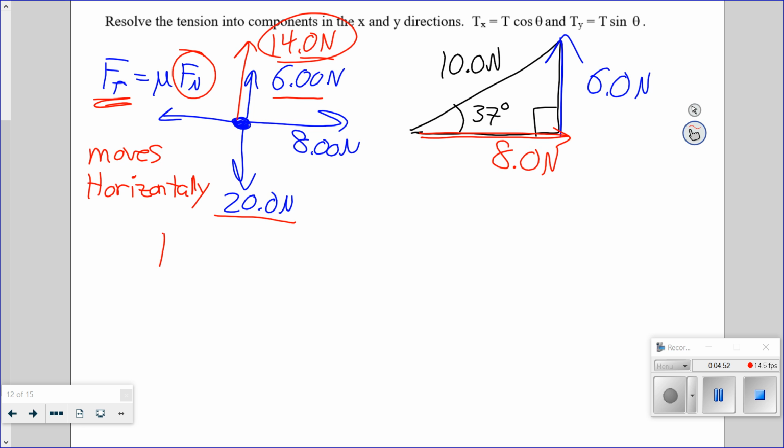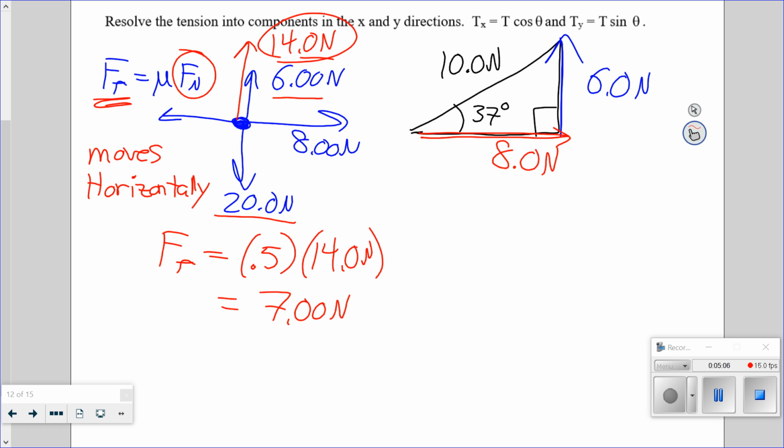So my force of friction is 0.5, that's mu, times 14, that was my normal force, equals 7 newtons. And if I was really clever, because it's this arrow, I would say minus 7 newtons, where I have plus 8.